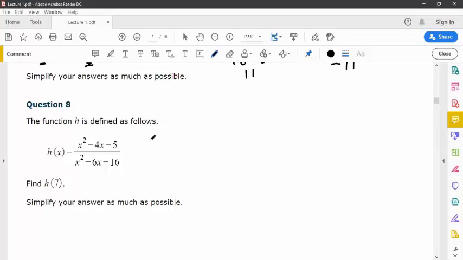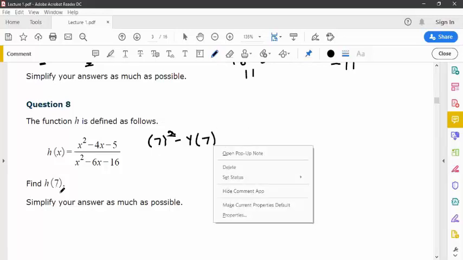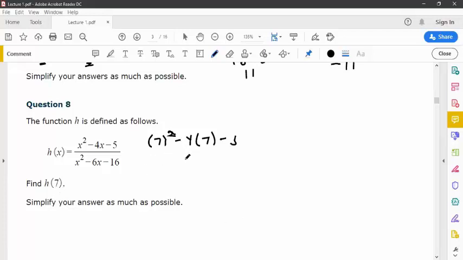So now, this would be 7 squared minus 4 times 7 minus, in this case, 5. So all I've done is replace the x in the numerator using parentheses with the 7 that was given in the original problem. So in the denominator, the same thing. So I have x squared, so that changes to 7 squared minus 6 times 7 minus 16.